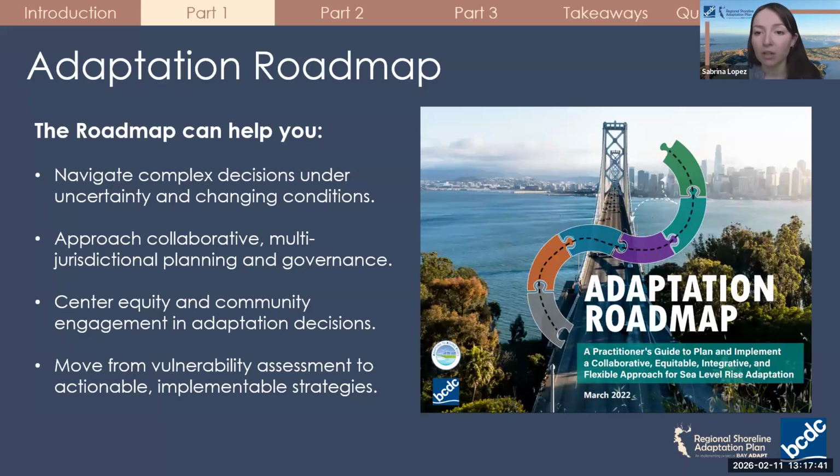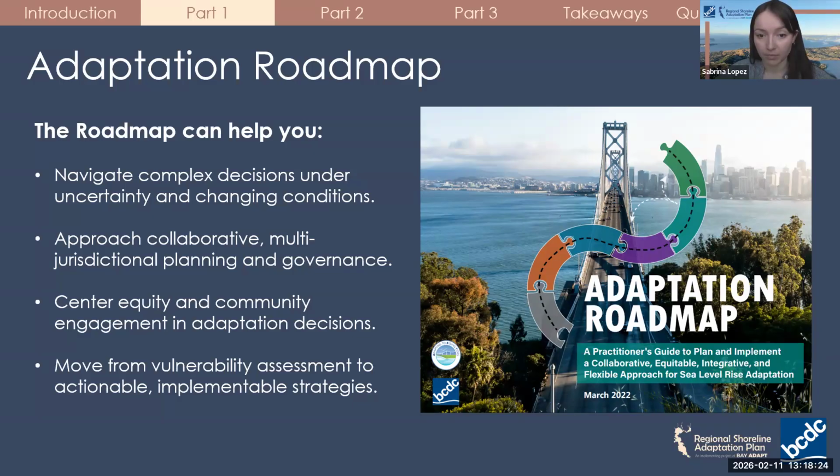While created prior to the RSAP, the Adaptation Roadmap can help jurisdictions understand how to implement some of the aspects of subregional planning. The roadmap is a guide and includes worksheets to help jurisdictions understand and incorporate complex decision-making into planning under uncertainty and changing conditions. It can help jurisdictions understand how to collaborate across departments and neighboring communities, showing ways to work together effectively. It can also help jurisdictions understand how to consider equity and integrate community perspectives into planning and decision making.